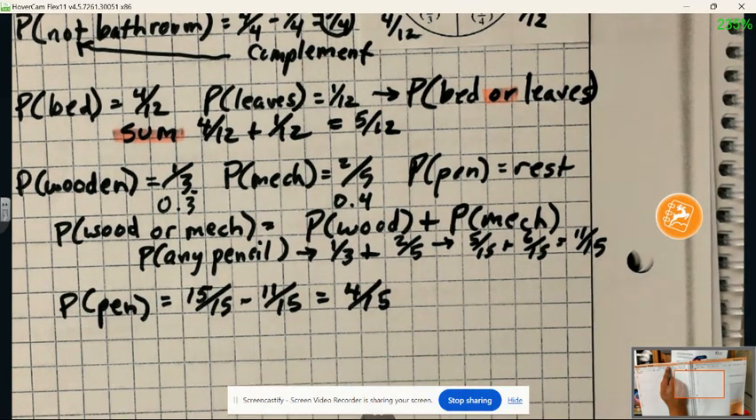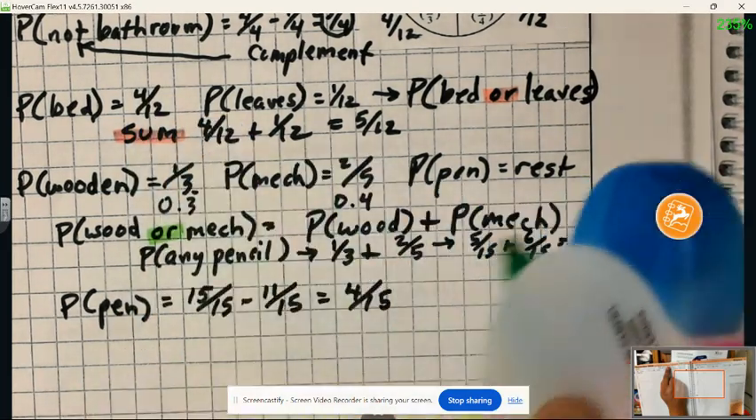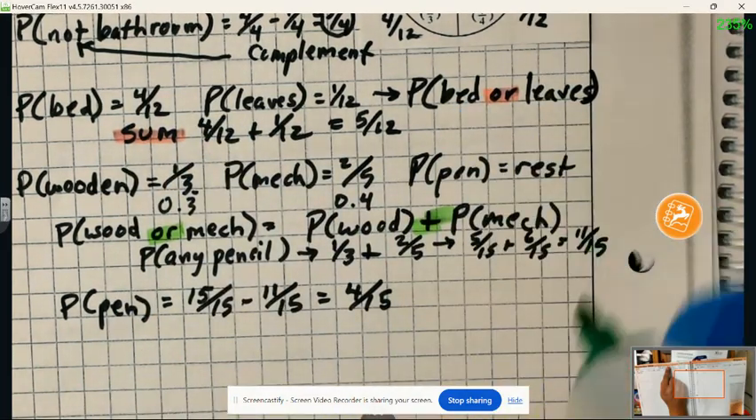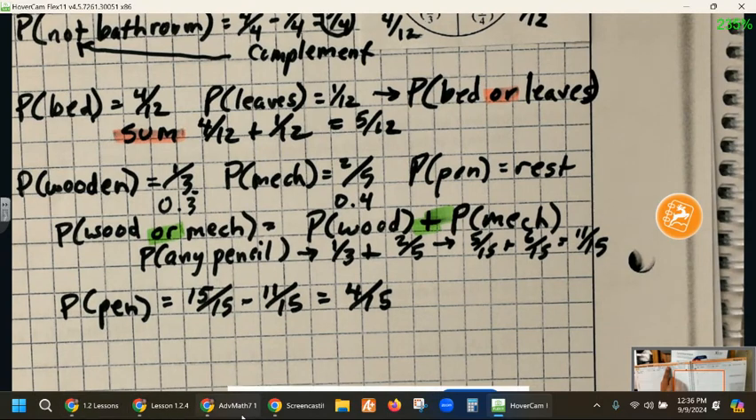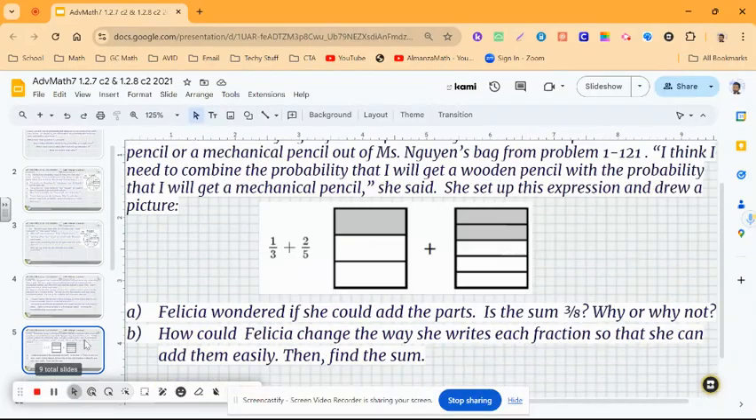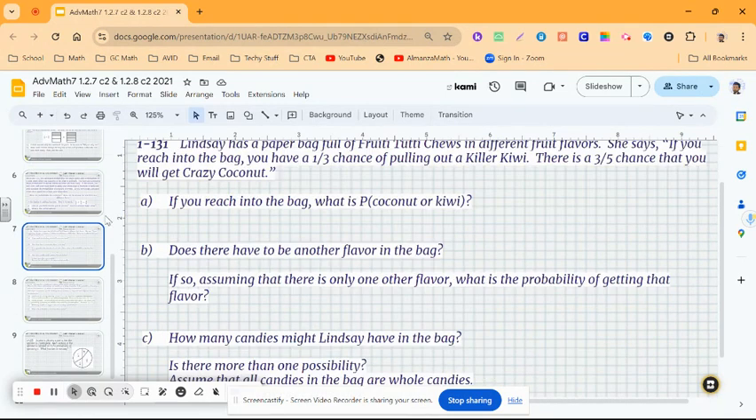All right, and there's that concept again where we have the probability of a wooden or mechanical pencil, and we're adding them. Same thing as the probability of any pencil. Alright, so let's get to the next concepts. This is showing adding those numbers, how to do it wrong.